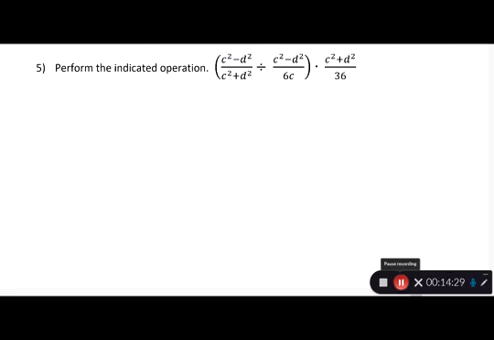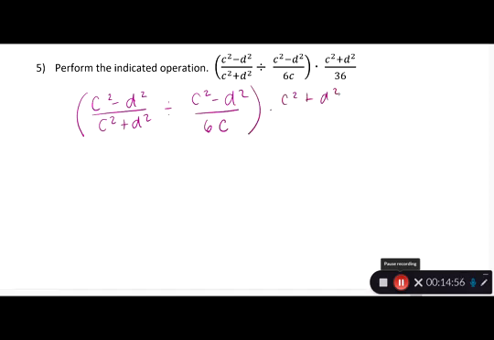Okay, so this one says perform the indicated operation, and you can see this thing's kind of big and ugly, but we're going to take it in bite-sized pieces, right? Just do one piece at a time. So we want to start inside the parentheses, c squared minus d squared all over c squared plus d squared divided by c squared minus d squared all over 6c times c squared plus d squared over 36, right?